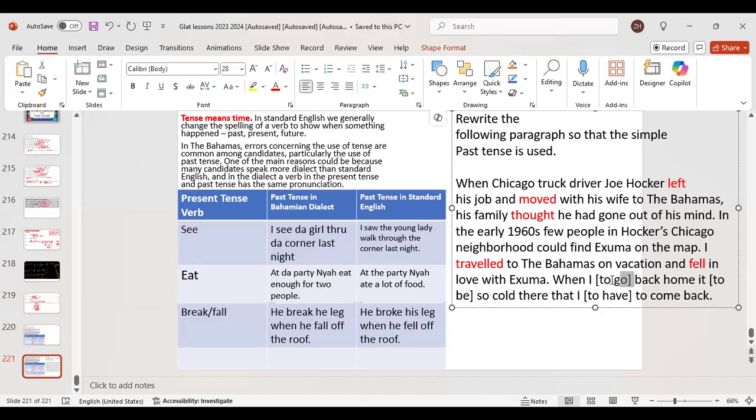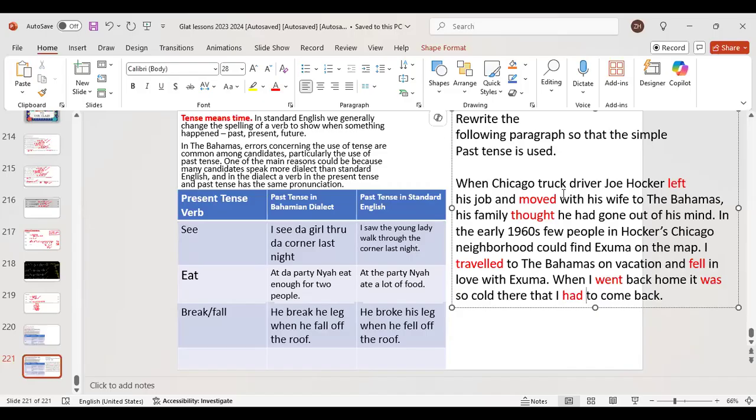When I to go: went. Back home, it to be: was. It was very good. So cool there. I to have: had. To come back. How many persons got all right? Let me know, please.